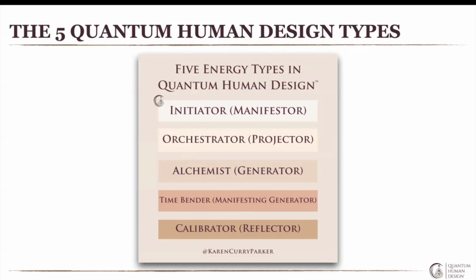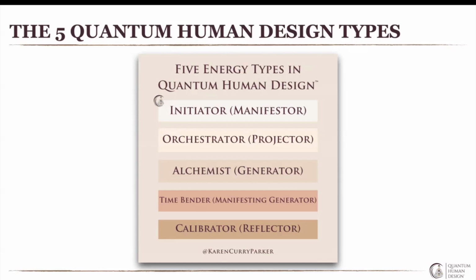So here you see the 5 quantum human design types. Your type tells us a lot about your unique way of interacting with the quantum field, how your creative muse, if you will, how divine source communicates with you and through you. Your type tells you a lot about the ultimate purpose of the main character you're here playing in your story.